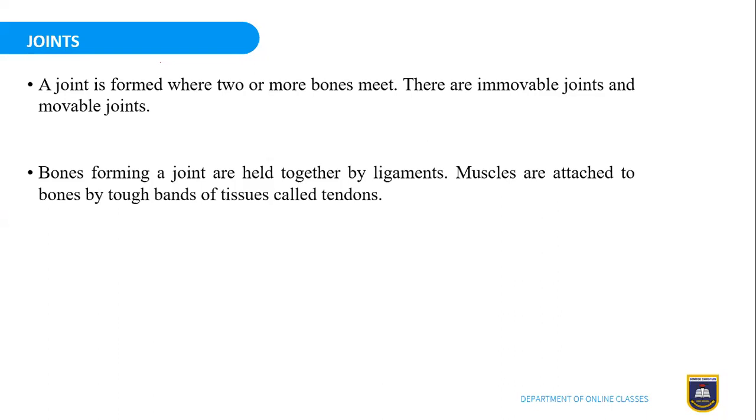Now, joints can either be movable or immovable. Movable means that the joint is able to move. Immovable means that it is fixed, it cannot move. The joint of the skull is immovable. If not, your brain could move. So the bones that come together to form the skull are immovable joints. But movable joints are joints that allow movement.